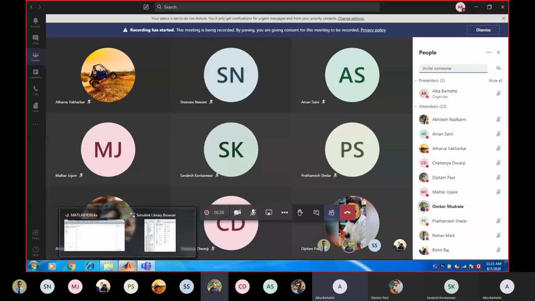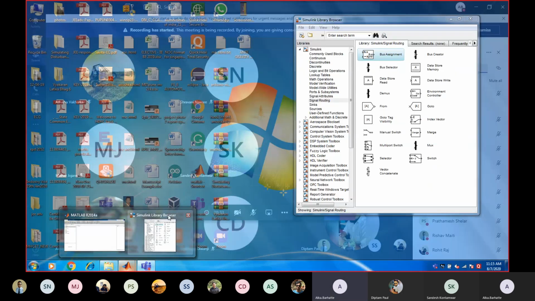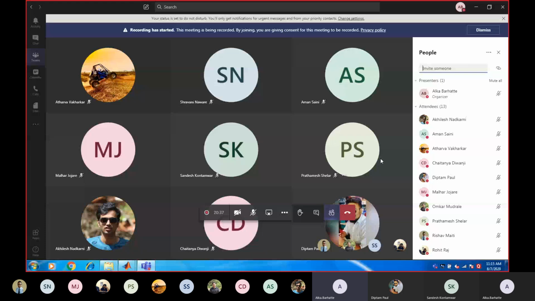Yes, yes, ma'am. Because I'm using two devices, one for audio, one for sharing your MATLAB window. Okay. So we'll wait for 2-3 minutes and then we'll start. Okay.